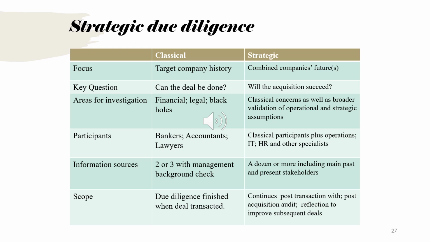So this slide compares classical with strategic due diligence in terms of focus, key questions, areas for investigation, main participants, information sources and scope. And I don't think I'll go through it. I think you can read it. But essentially you can see that strategic due diligence has a broader scope, it has broader concerns, it uses more participants, it tends to have wider information sources, and it's longer in terms of engagement with the process. And of course, it's also more expensive, which is possibly why it's not quite as attractive as it sounds.